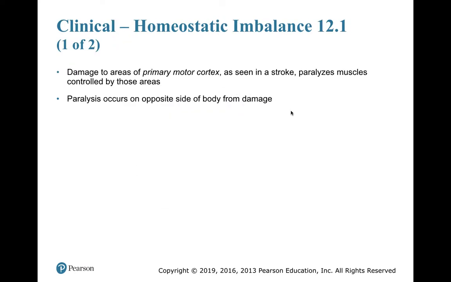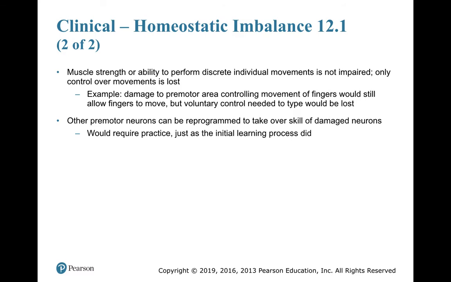Damage to an area of the primary motor cortex, which can happen in a stroke, is going to paralyze the muscles controlled by that area, and that will happen on the opposite side of the body from the injury. So a stroke on the left side of the brain would affect movement on the right side of the body in general. Muscle strength and the ability to perform discrete individual movements would not be impaired. Only control over the movement is lost.